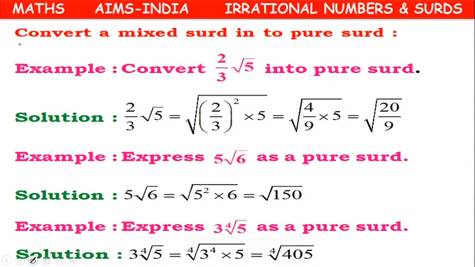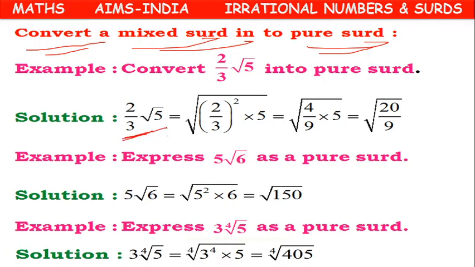Next, convert a mixed surd into a pure surd. So the given surd is a mixed surd. We have to turn it into a pure surd. How to identify a mixed surd? So before the surd, if the multiple is not 1, then we can say that it is a mixed surd.